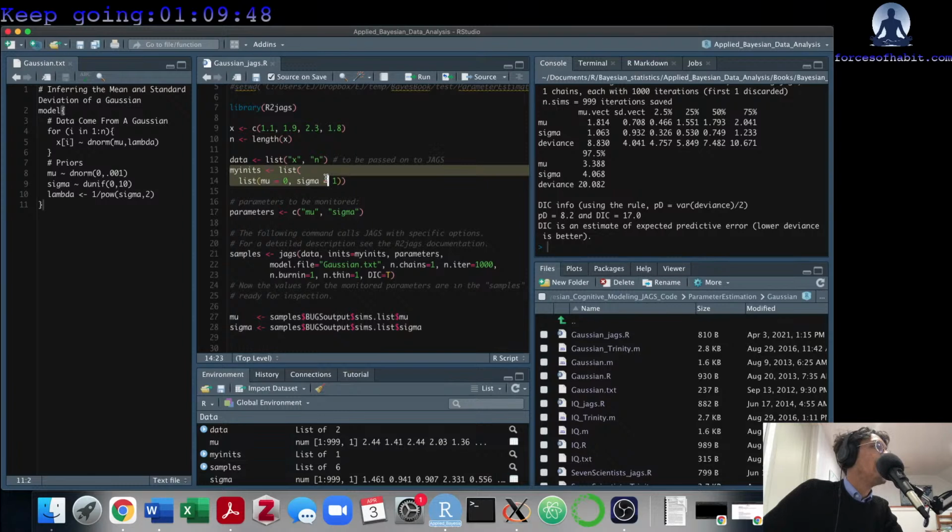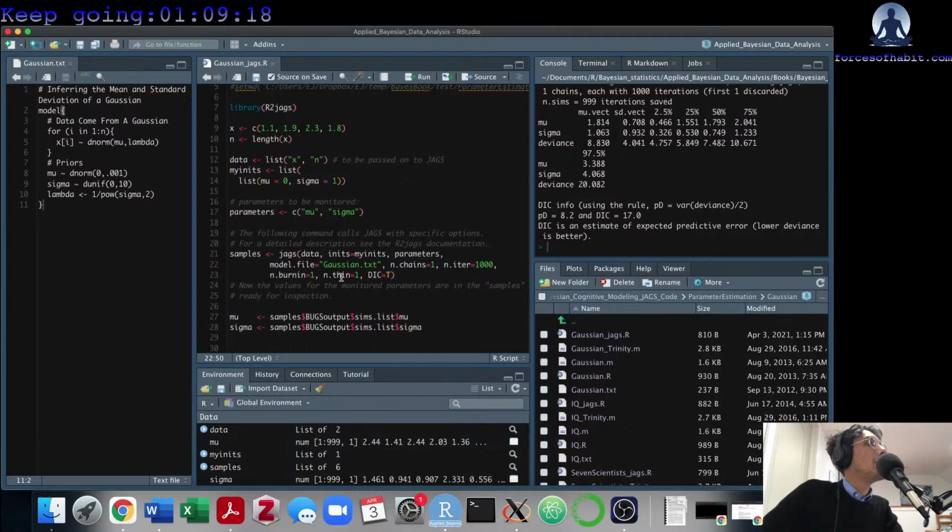If we had multiple chains, we'd want to do multiple initializations, or initialize multiple starting points for the parameters we're going to estimate using the sampling approach. The parameters we're going to be looking at are mu and sigma, so we want to specify that. Then chains, iterations, burn-ins, thinning, samples.